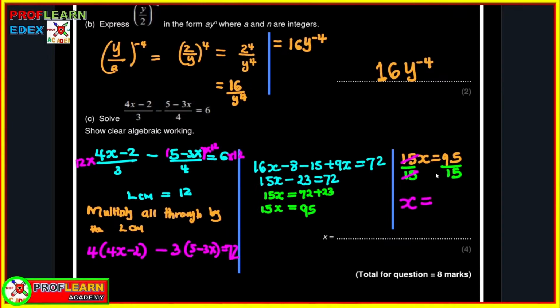What are we gonna get? We're gonna get nothing other than 19/3 as our final answer. So we're gonna leave it like that. Okay, so let's move to the next part and see what we are supposed to do there.